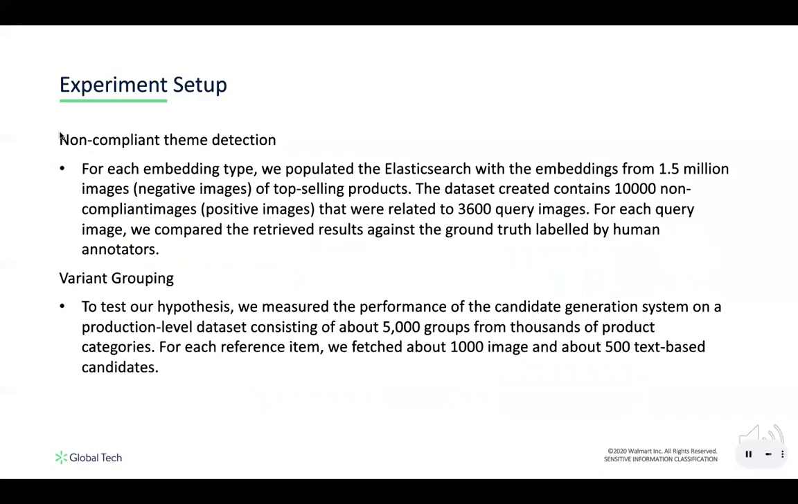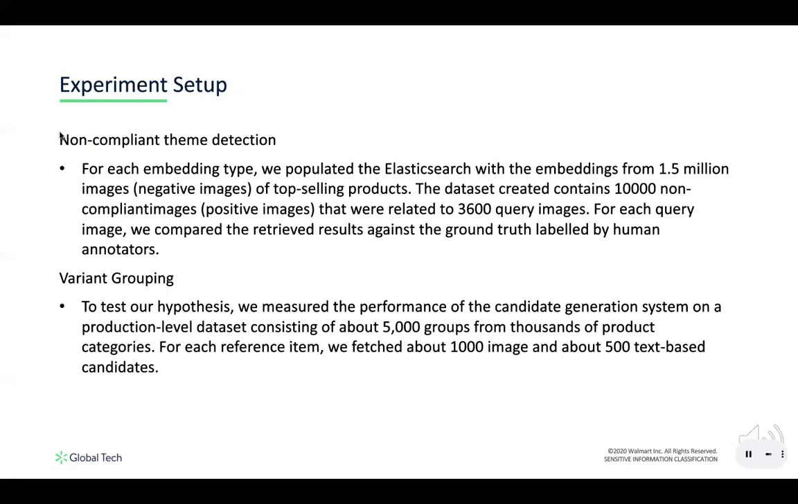We carried out two experiments for each use case. In the case of non-compliant theme detection, for each embedding type, we populated the Elasticsearch with the embeddings from 1.5 million images of top-selling products. The dataset created contains 10,000 non-compliant images that were related to 3,600 query images. For each query image, we compared the retrieved results against the ground truth labeled by human annotators.